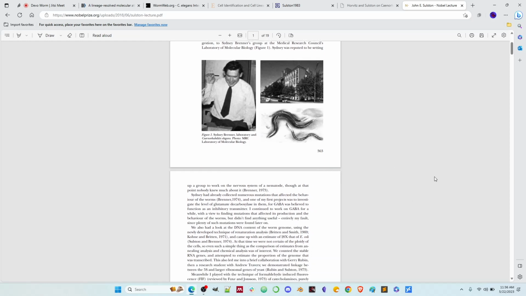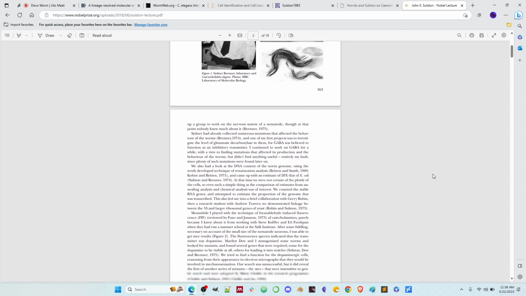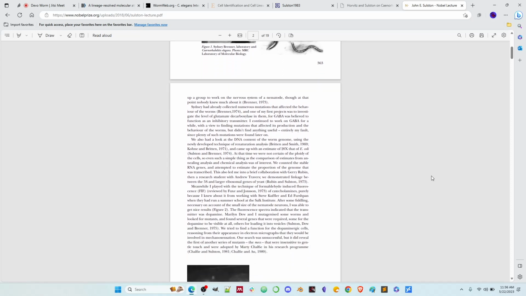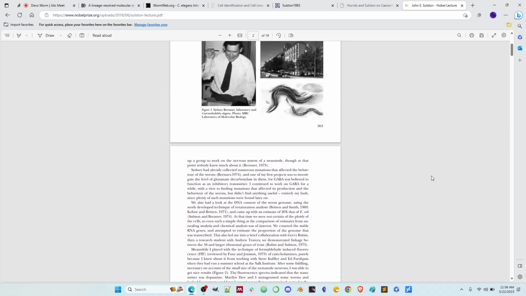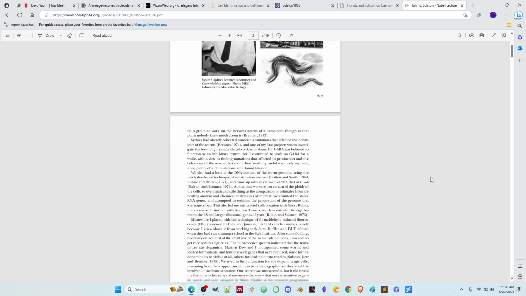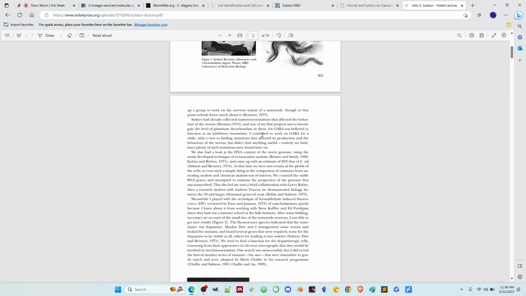So Sidney Brenner worked out some of the first methods. You have to culture these. You can find C. elegans in the soil just about anywhere on Earth, but you have to culture them in a laboratory, and that's a whole different set of challenges. So Sidney Brenner worked out how to culture these things in the lab, did some early experiments.